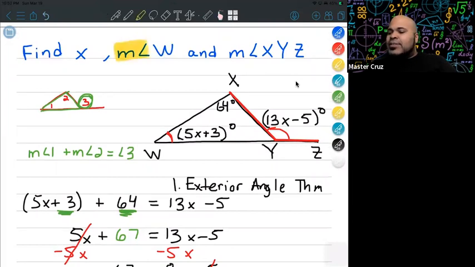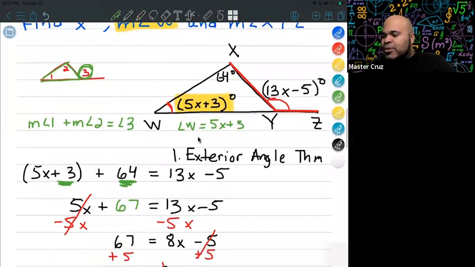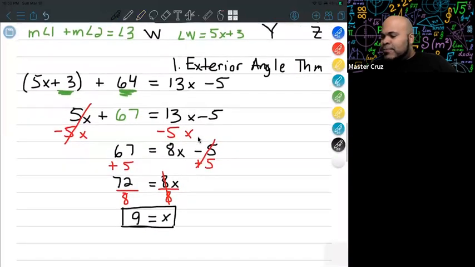But it turns out that this is going to be very simple, because the measurement of angle W is this right here. And all we needed really was the x to substitute, right? So the measurement of angle W, I'm going to write this down here. The measurement of angle W equals 5x plus 3. So I'm going to rewrite that at the bottom because we need to find that. So the measurement of angle W is 5x plus 3, but we just found out what x is.